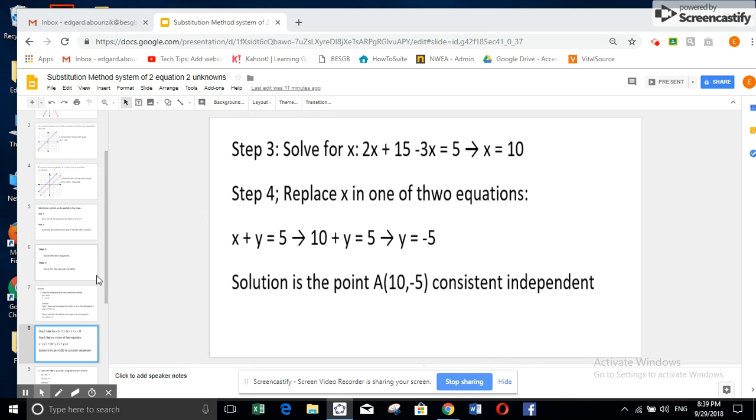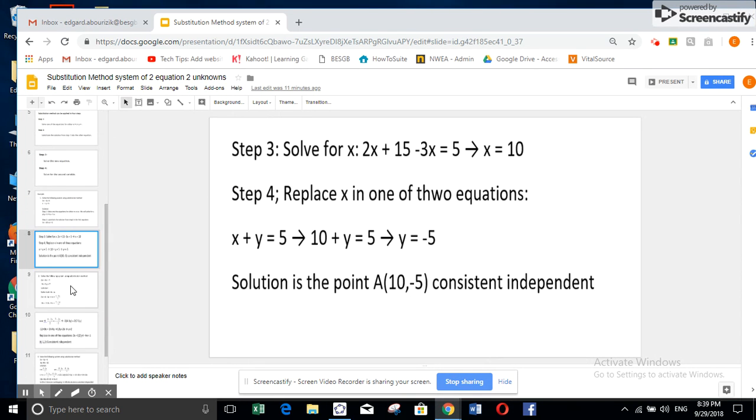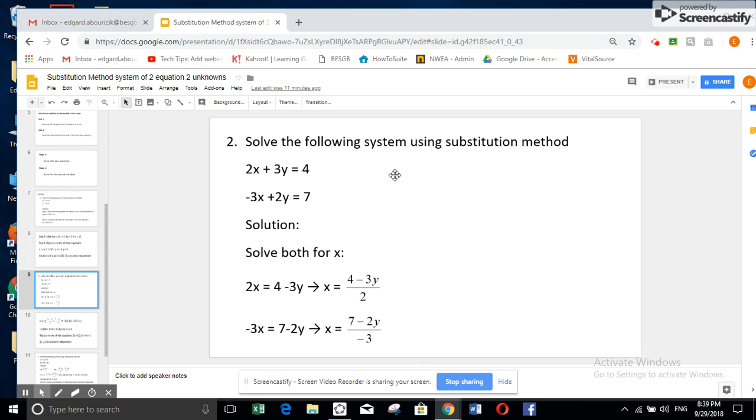So now let us go to another example. Solve similarly.